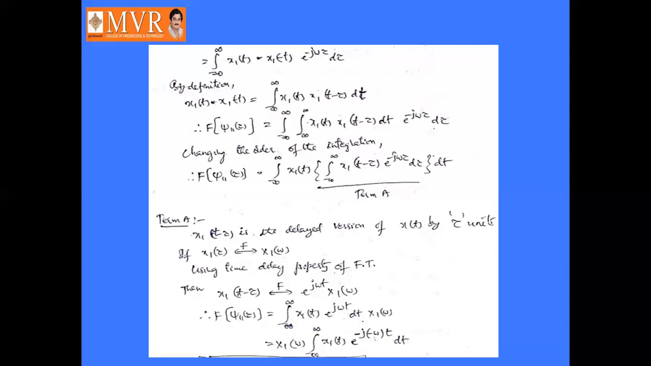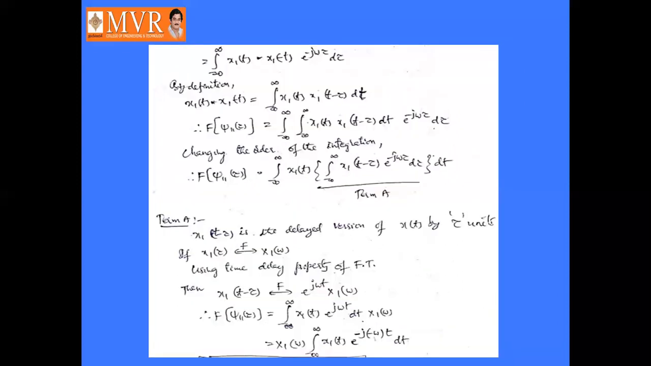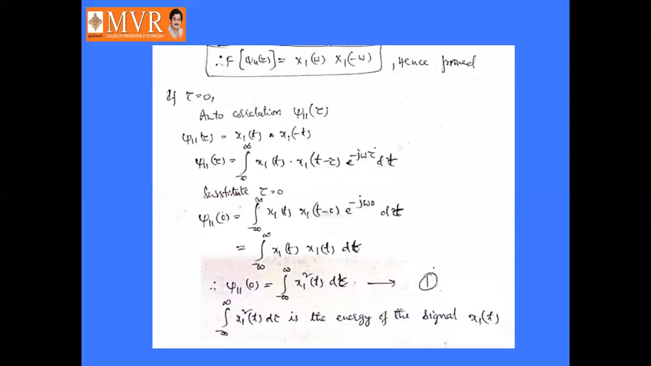So x1 of t minus tau can be replaced by e power j omega t into X1 of omega, so that the Fourier transform of J11 of tau is equal to integral from minus infinity to infinity x1 of t into e power j omega t dt into X1 of omega. X1 of omega can be extracted outside. So X1 of omega into integral from minus infinity to infinity x1 of t into e power minus j into minus omega t dt. So this is nothing but the Fourier transform of J11 of tau equal to X1 of omega into X1 of minus omega.